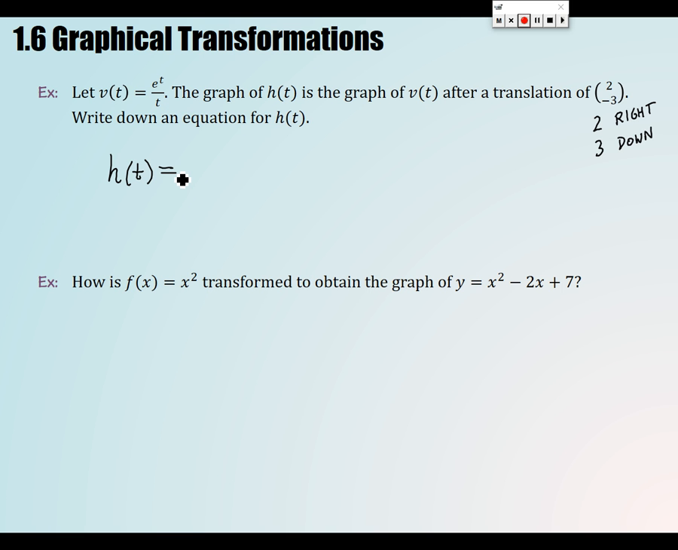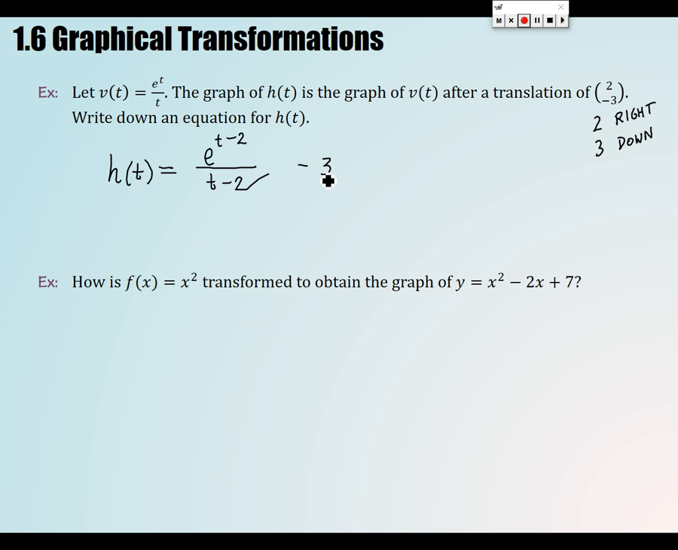Ananya, do you want to read off the answer? What do we say here? e to the t minus 2 over t minus 2, and then all of that minus 3. Okay. Yeah, I think that's going to do it.